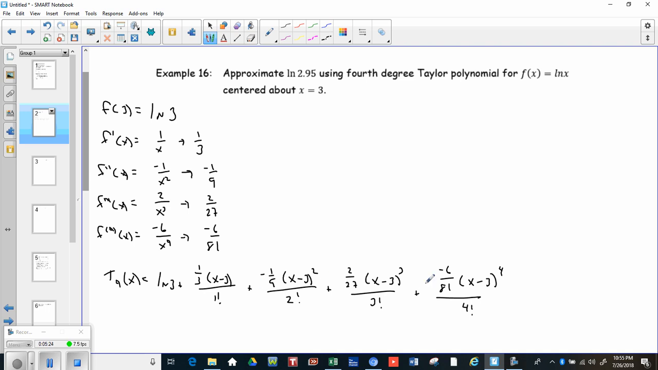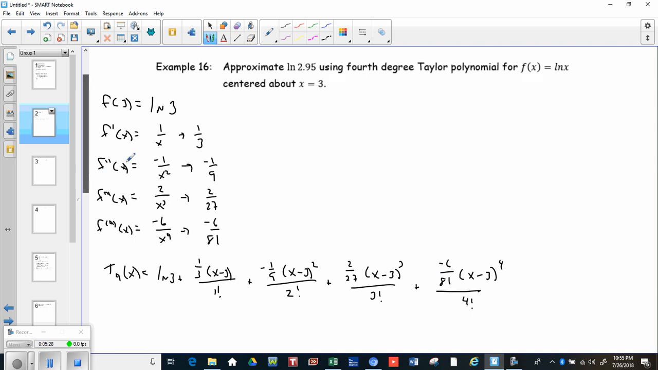No need to simplify any of this right now, because ultimately we're going to use this Taylor polynomial to approximate the natural log of 2.95. Well, 2.95 is going to take the place of x.